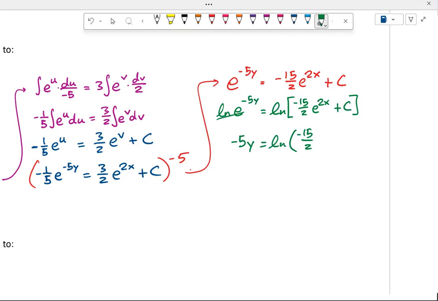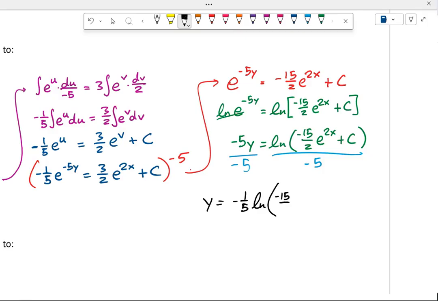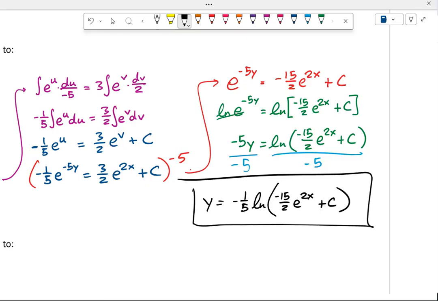All right, and then what is the last thing that we need to do? Divide by what? -5. I'm going to go ahead and write this as y equals, I'm going to write it as -1/5 out in front. If you want to write it as the division, that is fine. Either way would be correct, but that should be our final answer. There we go.